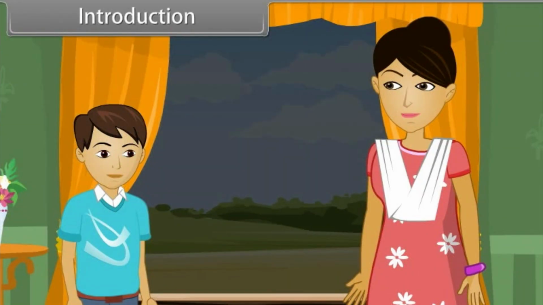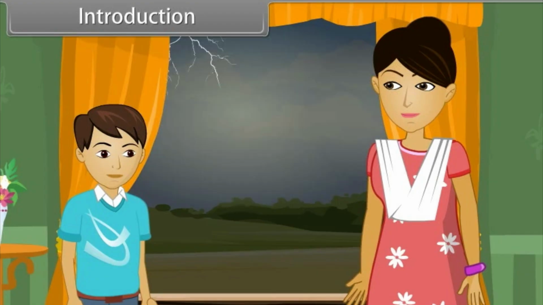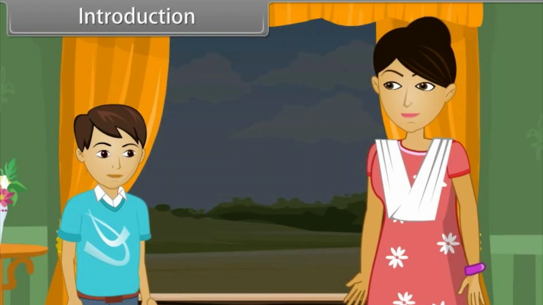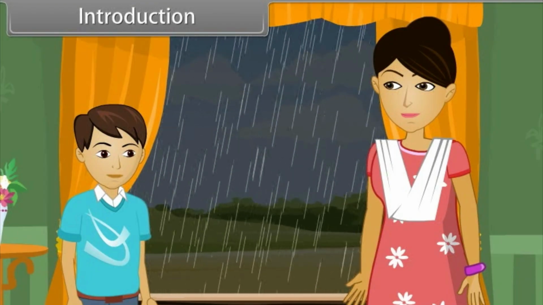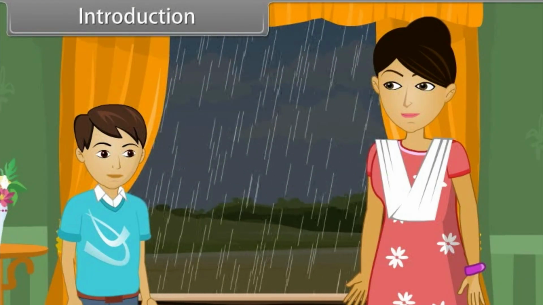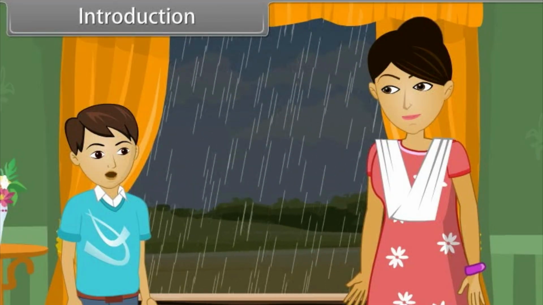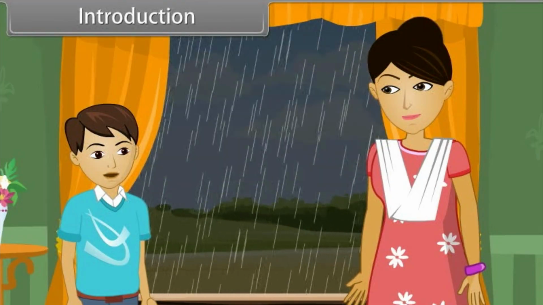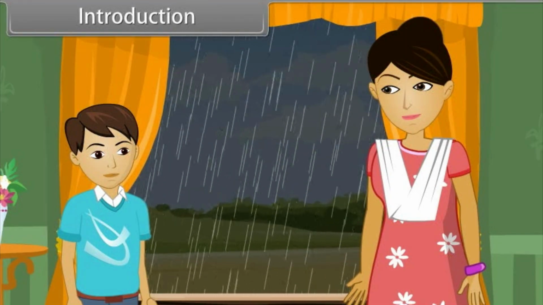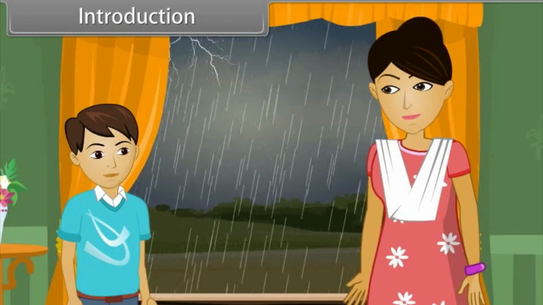Sumit and his mother are standing at the window and watching outside. The weather is looking good and there is a probability of first rain of the season. Suddenly, rain starts. Sumit requests his mother to let him go outside and enjoy the rain, but his mother doesn't allow him to go outside in the rain.